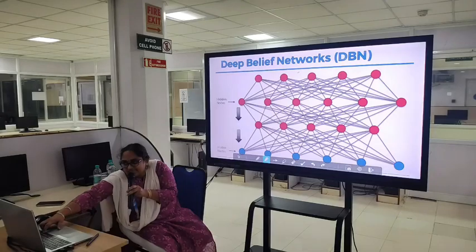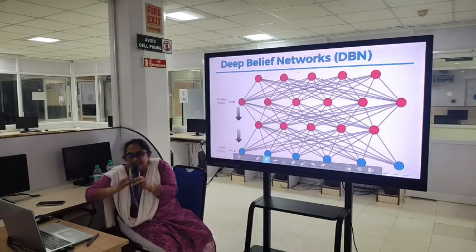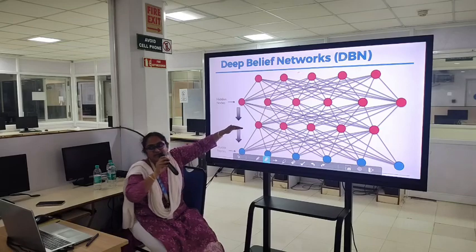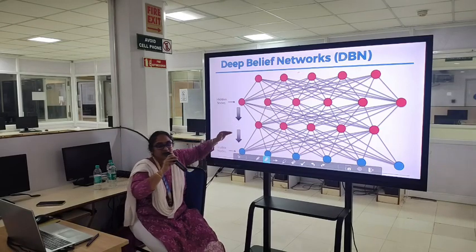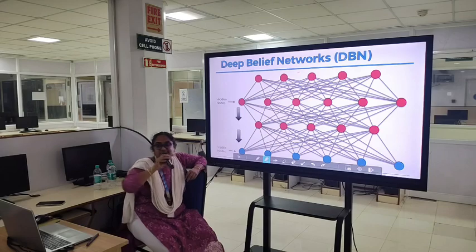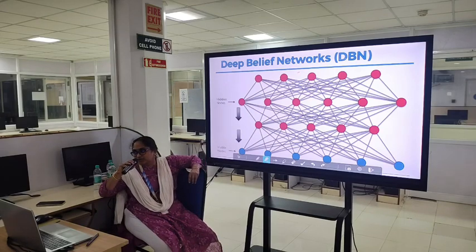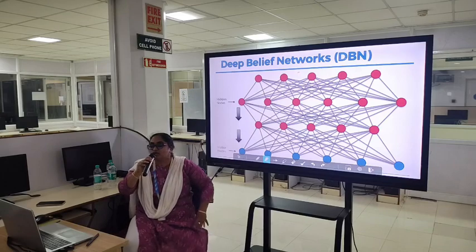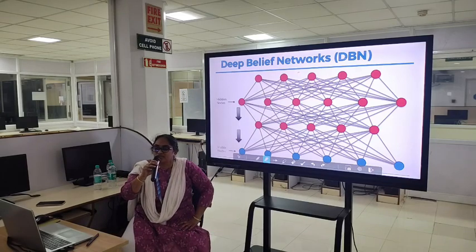So what happens here in the greedy layer-wise algorithm? Layer by layer it will be calculating the weights in a greedy manner. I don't know how many of you have studied DAA, Design and Analysis of Algorithms. It is there, second semester, right? In Design and Analysis of Algorithms, you have all the algorithm design strategies. One of them is greedy.